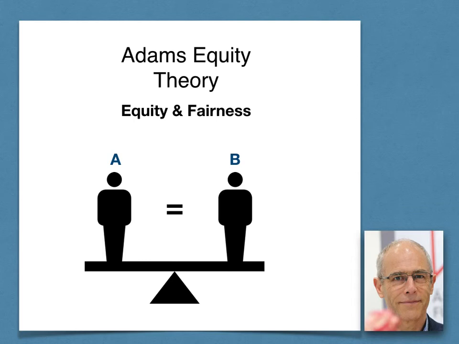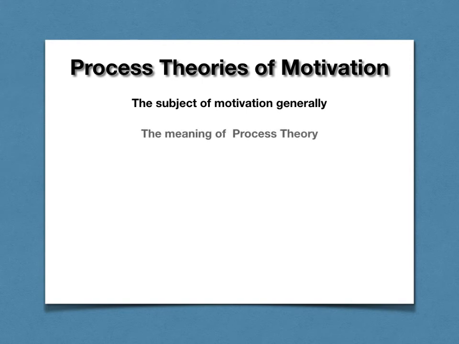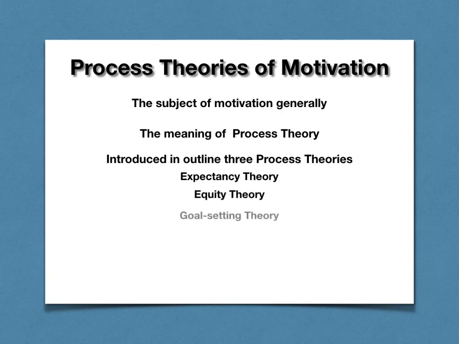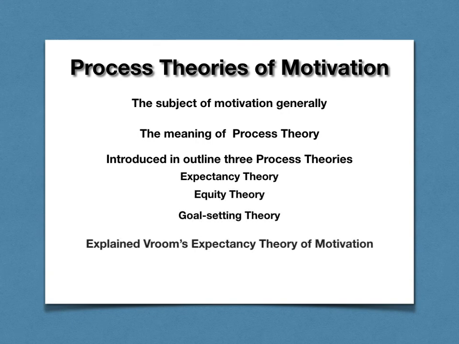This brings our exploration of Adams' equity theory to a conclusion. In our series of videos so far, we have introduced the subject of motivation generally in video 1. In video 2, we explain the meaning of process theory, introduced 3 theories in outline, and explained in detail Vroom's expectancy theory. In this video, we have explained the second process motivation theory, Adams' equity theory.